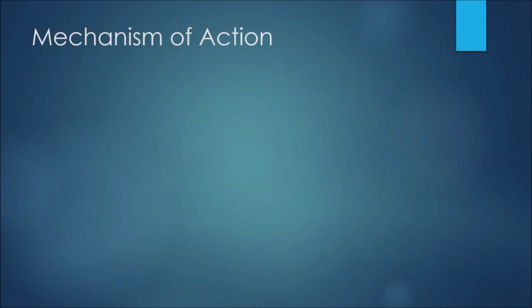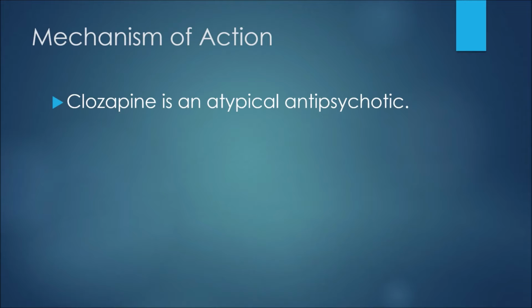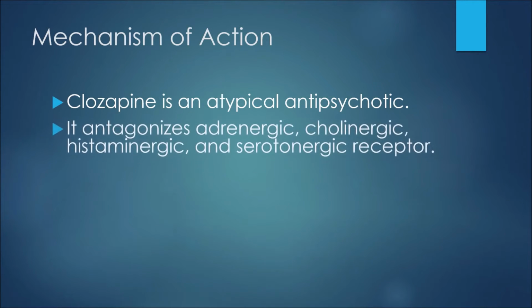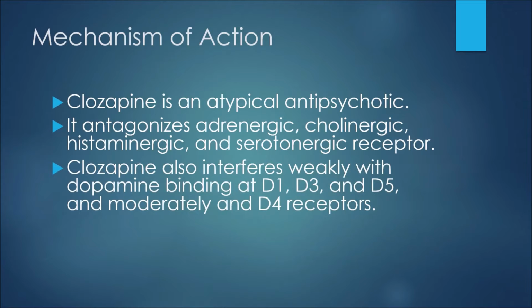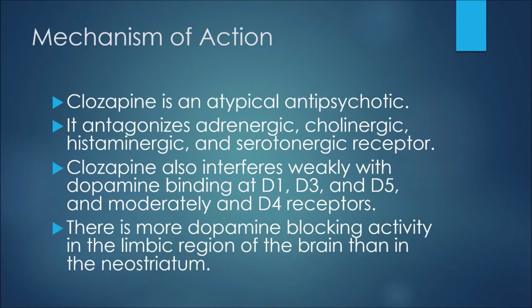So the first thing to discuss here would be the mechanism of action or how this medication works. So Clozapine is an atypical antipsychotic. It antagonizes adrenergic, cholinergic, histaminergic, and serotonergic receptors. Clozapine also interferes weakly with dopamine binding at D1, D3, and D5, and moderately at D4 receptors. There is more dopamine blocking activity in the limbic region of the brain than in the neostriatum.